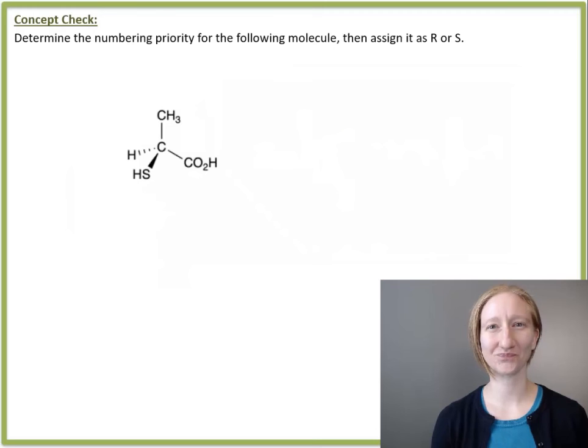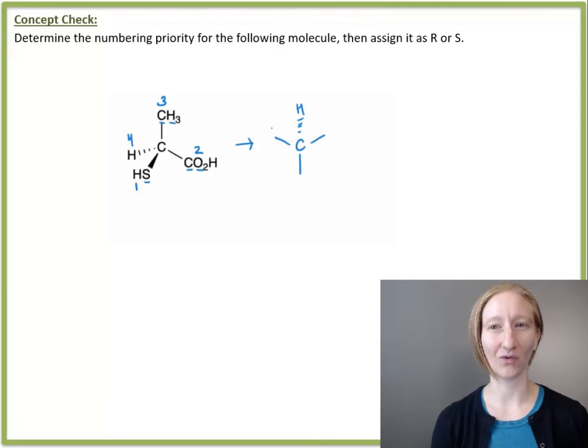Okay, let's try one now. Go ahead and determine the numbering priority for the following molecule, then reorient it and assign it as an R or S enantiomer. To determine the priority ranking of the 4 groups bound to the chiral carbon, I need to look at the atoms directly bound to that carbon. The hydrogen will be the lowest priority, and the sulfur will be the highest priority. The other 2 groups are bound directly through a carbon, so I move one position over and compare the hydrogen to the oxygen. Oxygen is a higher priority, so the acid is ranked second, and the methyl group is ranked third.